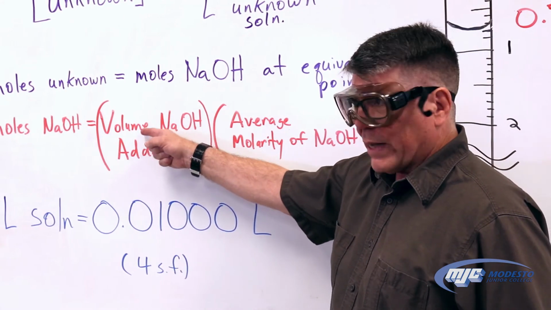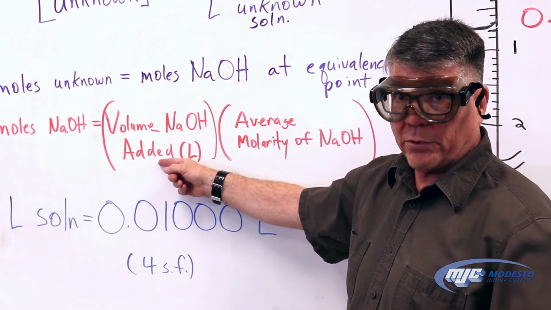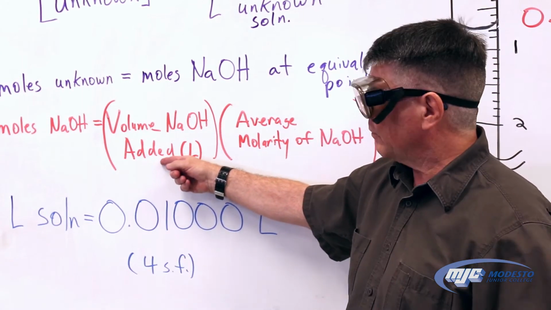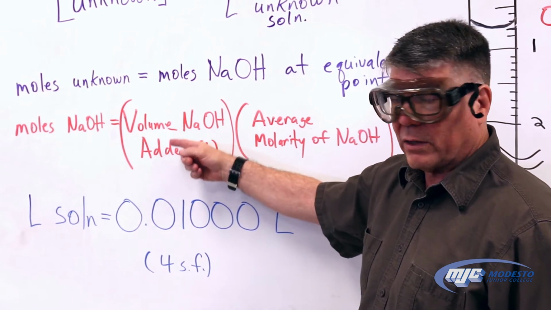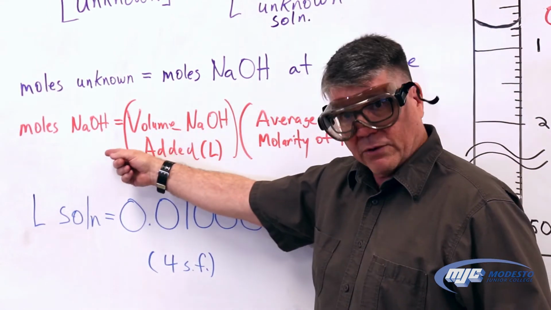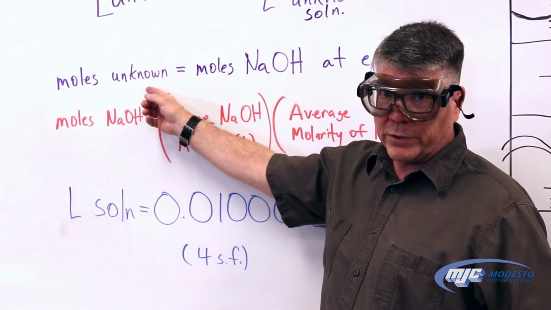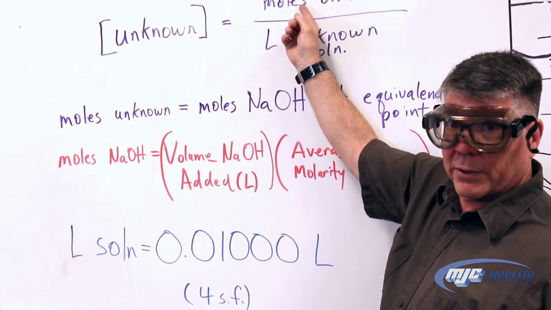And we know how much we added in this second part at the equivalence point because we measured it with the Buret, our final and our initial volumes. So the volume of sodium hydroxide that we added in liters times the molarity of sodium hydroxide gives us our moles of sodium hydroxide, which is equal to the moles of unknown, which is what goes up here.